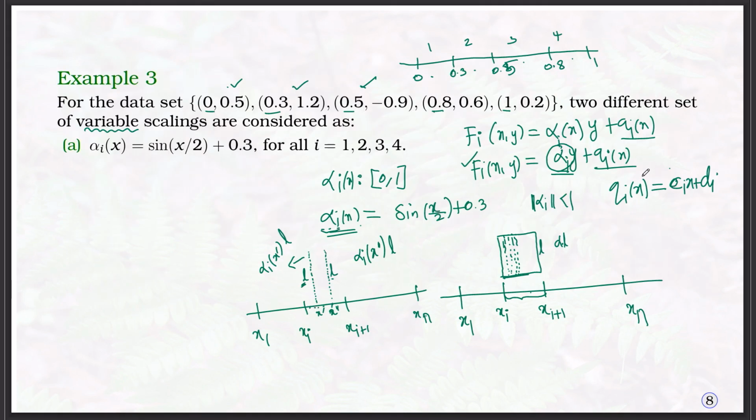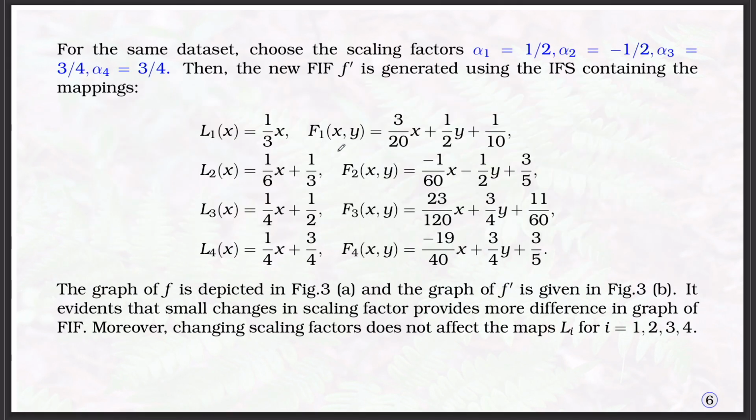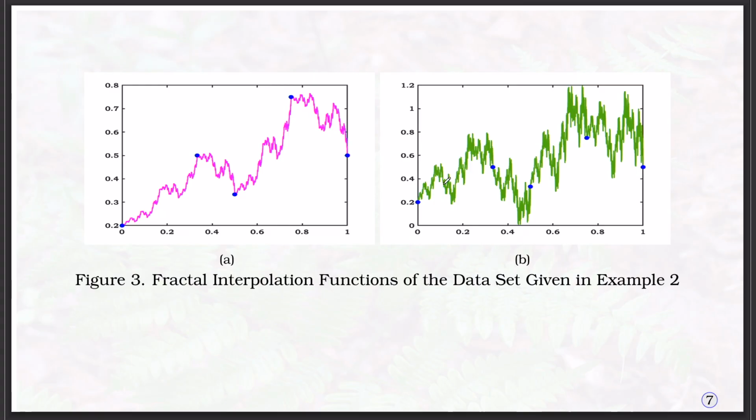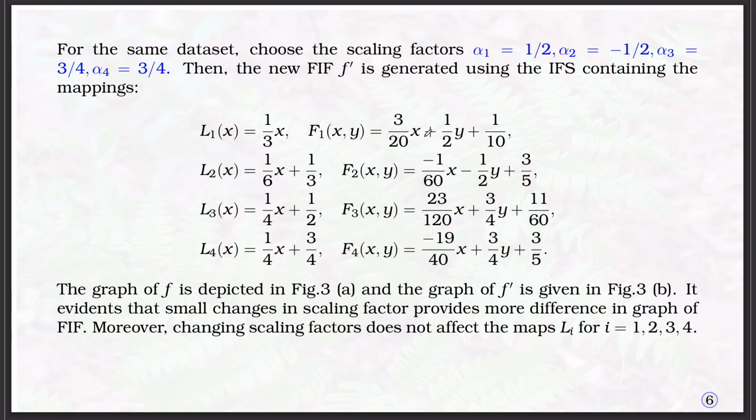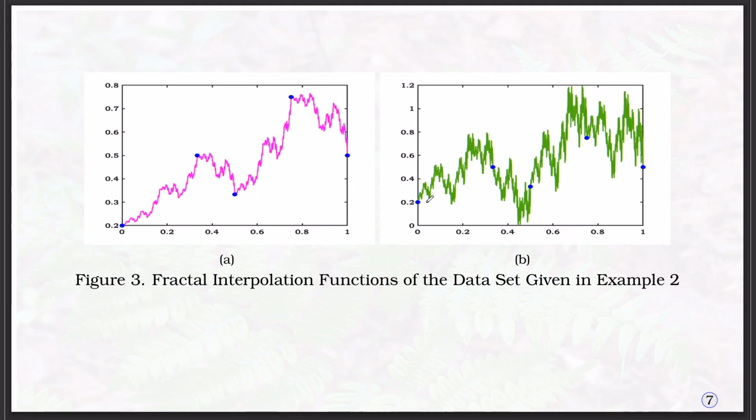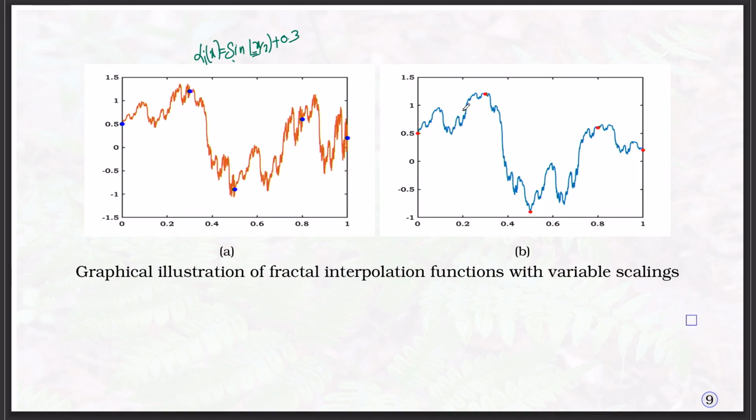Whereas in the constant scaling, what we discussed previously, this is the previous example we have discussed. Here in the constant scaling, the vertical scaling factor is a constant value, 1 by 2, here 1 by 2, here it is 3 by 4, this is 3 by 4. It never depends on what is given on the x axis. So just observe these two figures: there is more irregularity here. Here also there is irregularity, but it has some smooth structure.